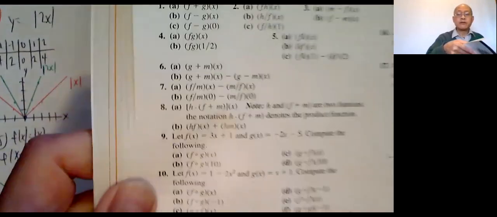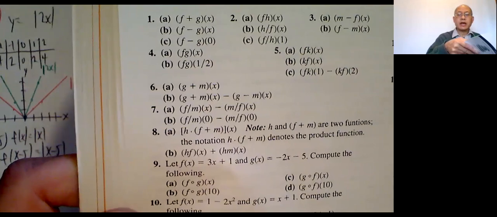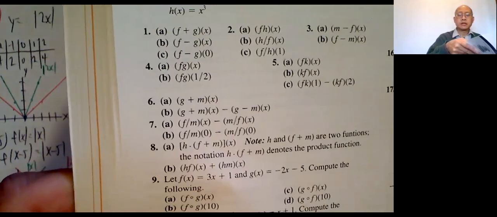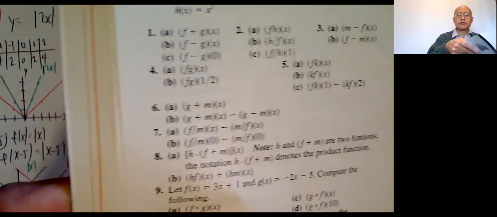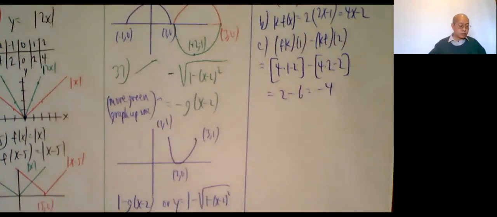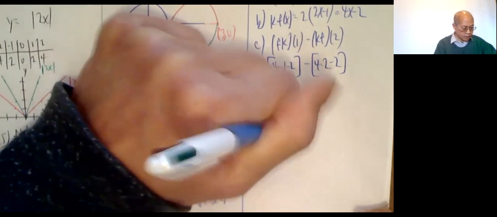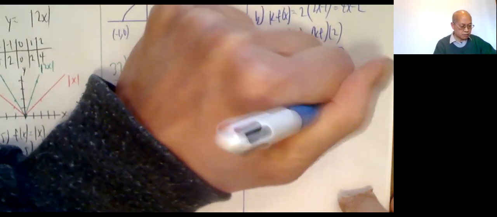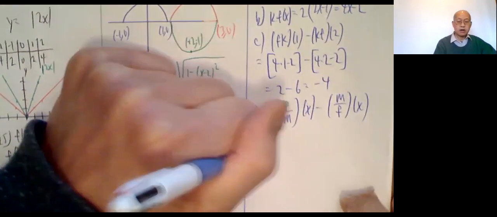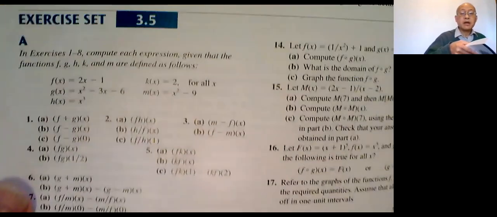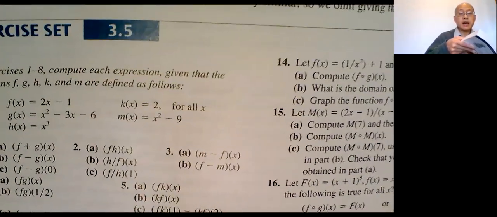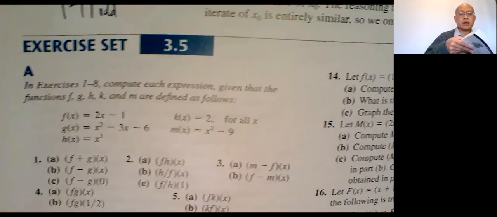Then I think I'll do 7 and then we'll break. So you have a division of functions. 7a, f divided by m of x minus m divided by f of x. Then for part b, you just plug in 0 after that. Let's see what's going on with that. F divided by m of x minus m divided by f of x. So what is m? M is x squared minus 9.